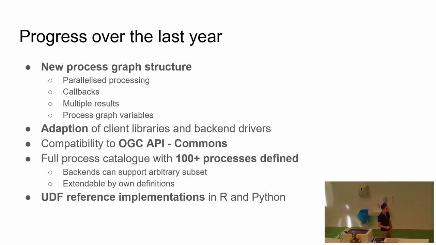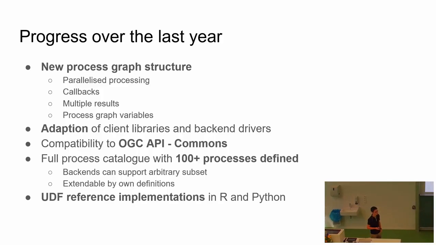And over the last year, we've increased that a lot. We completely reworked our process graph structure because we realized you couldn't really do parallelized processing with callbacks and stuff like that. So the reducer, like you saw before, would not have been possible this way. Now you can also output multiple results. You can use process graph variables in case data collections have different names on different servers. You can insert a variable for the actual name, things like that.